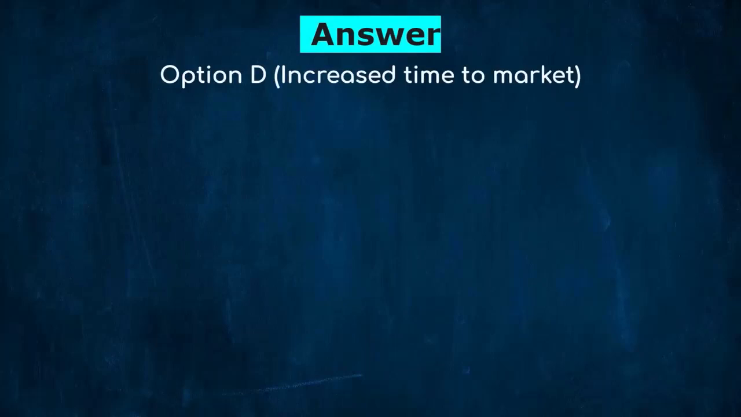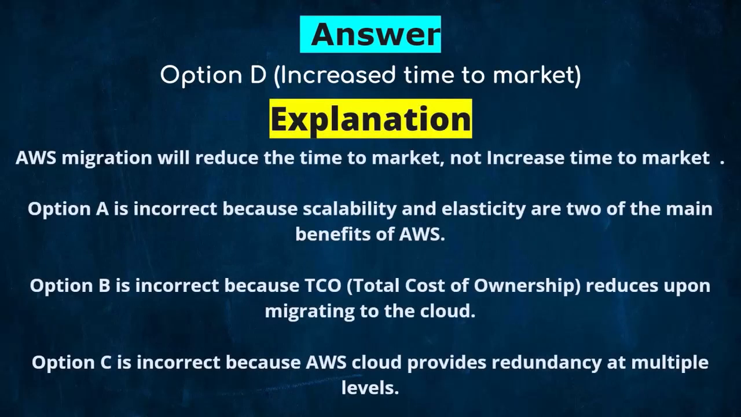And the correct answer is option D. Increased time to market. Explanation. AWS migration will reduce the time to market, not increase time to market.